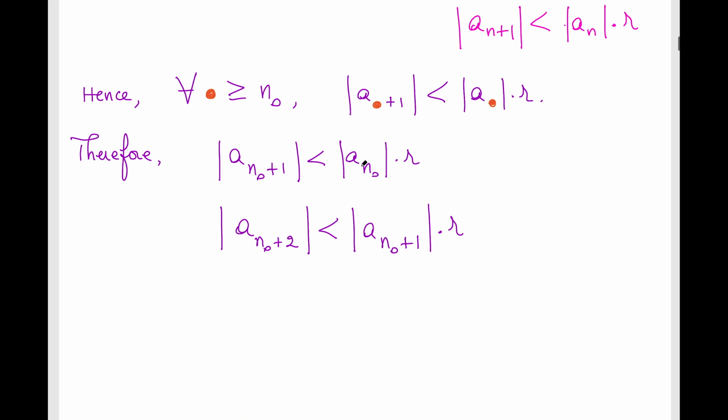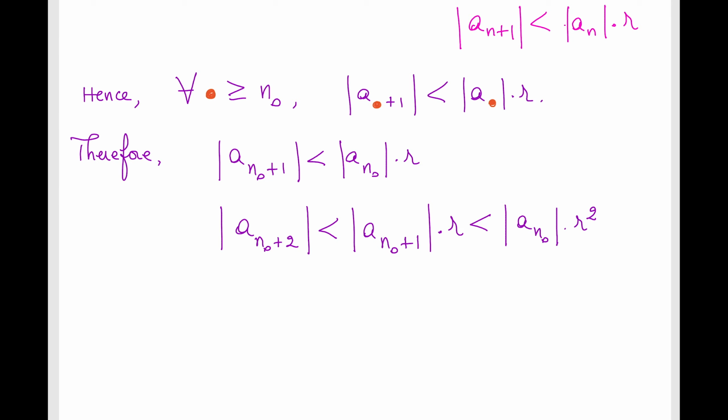As such, if you multiply both sides by r, the inequality sign doesn't change. And if you multiply here by r, you're going to multiply here by r, and this becomes r squared, right? So this becomes smaller than the absolute value of a_{n0} times r squared. Okay. So let me be very clear here.